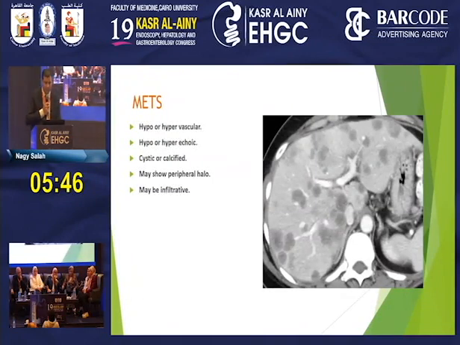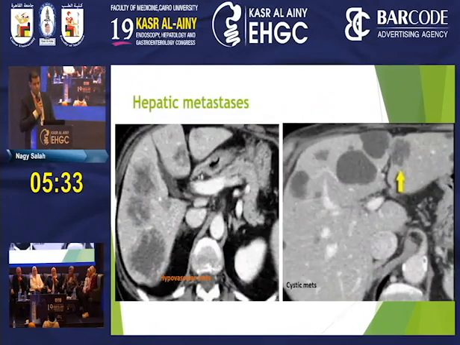Metastatic liver disease: either hypo- or hypervascular lesions, hypo- or hyperechoic on ultrasound, cystic or calcified according to the primary lesion, may show peripheral halo signs, may be infiltrative lesions, mostly multiple, including both lobes. Here is an example of hypovascular metastases on the right side and cystic metastases on the left side.